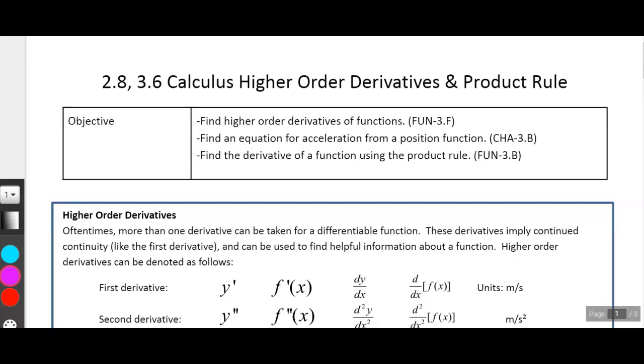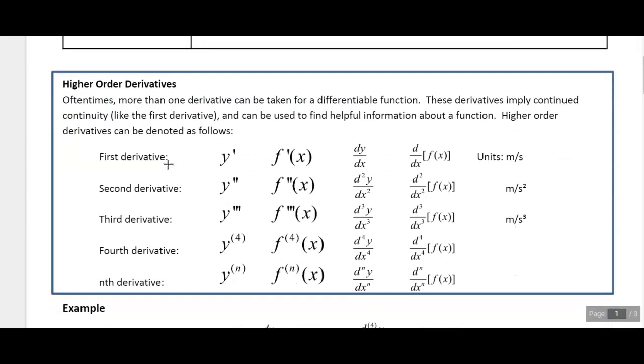Okay, we are going to do 2.8 and 3.6, which are higher order derivatives and the product rule. So first we're going to go over the notation for the higher order derivatives. There's a couple of different ways it can be written, and they're all interchangeable.